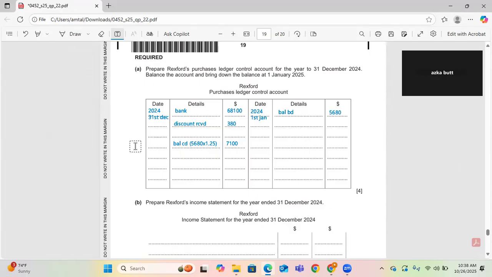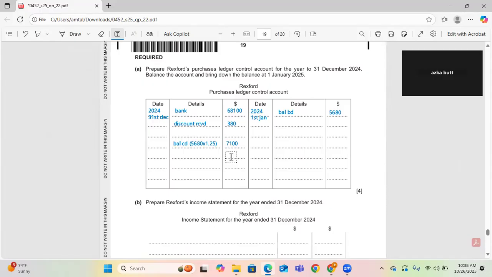We don't have anything more. Now let's find out the purchases here. So this is the debit side, 68,100. Let me add the date as well. The date was 31st December. Okay, it is already written. So let's total this: 68,100 plus 380 plus 7,100.